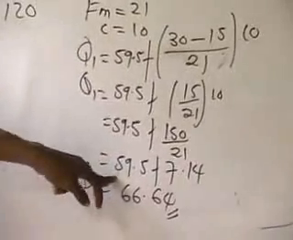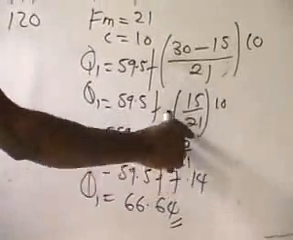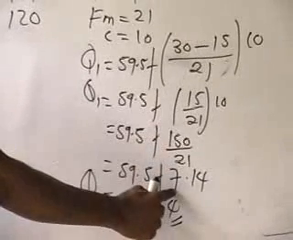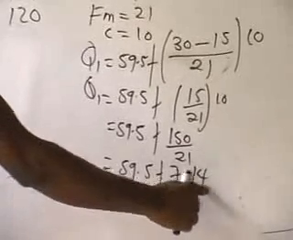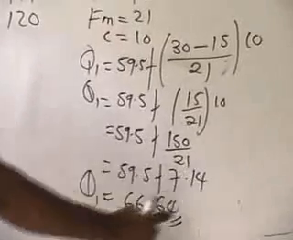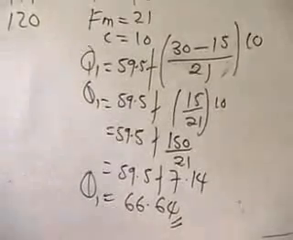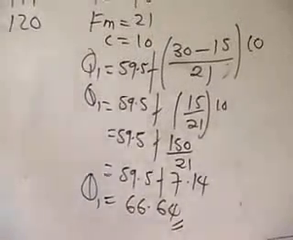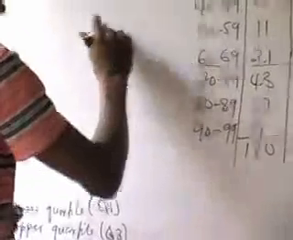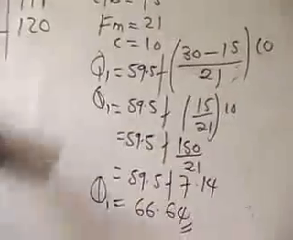So our Q1 equals what? This divided by this: 150 divided by 21 will give us 7.14. So 59.5 plus 7.14 will give us 66.64. So that's the answer to Q1. Because we need it, let's just write it somewhere here. So our Q1 now is 66.64. So I can rub the board.